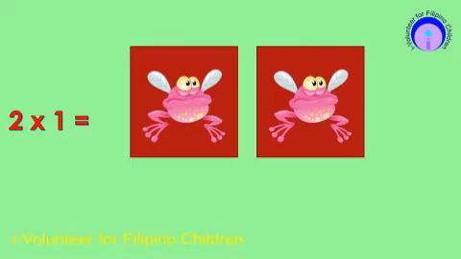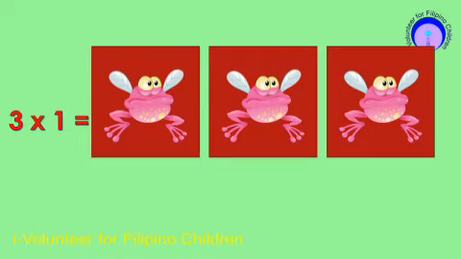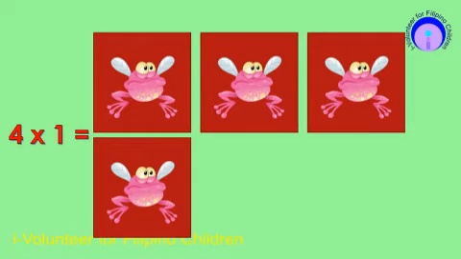The next example indicates that there are two groups with one object each. Tell me the product. You have to count all the objects inside the different groups. Means 2 times 1 is equal to 2. 3 times 1 indicates that there are three groups with one item each. Therefore, 3 times 1 is equal to 3. How about this one? 4 times 1. It means that there are 4 groups with one item each. Therefore, the product of 4 times 1 is equal to 4.